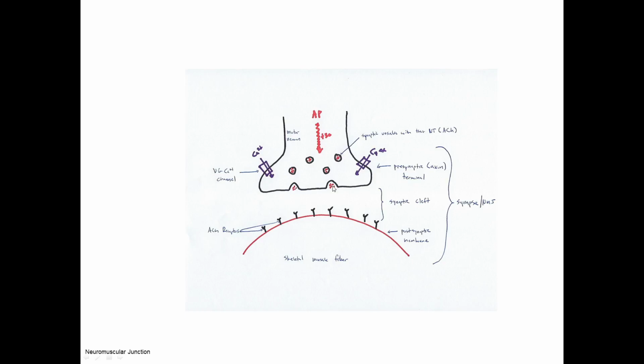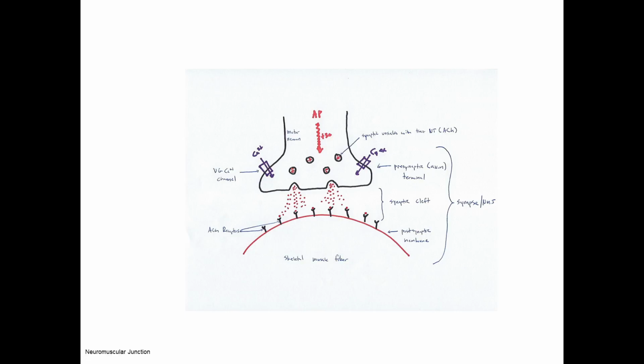Because we have a high concentration here and a low concentration here, the acetylcholine will diffuse across the cleft and bind its receptor on the postsynaptic membrane. Again, here is your chemical component of the electrochemical signaling. As we bind these receptors on the postsynaptic membrane, this is actually the sarcolemma of your skeletal muscle fiber, these receptors again are actually ligand-gated sodium channels.